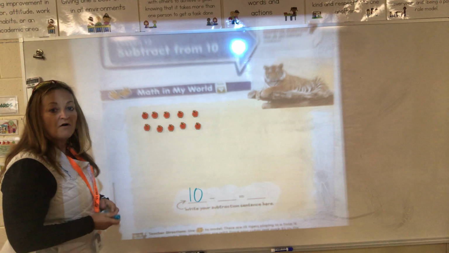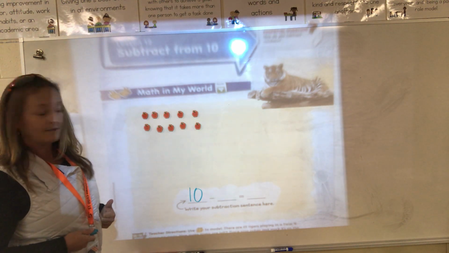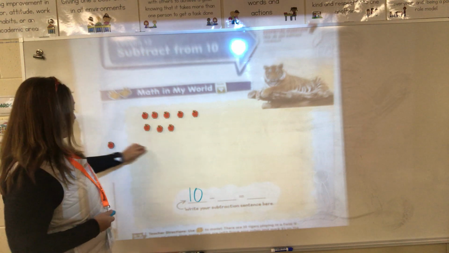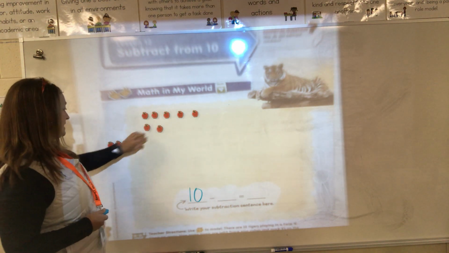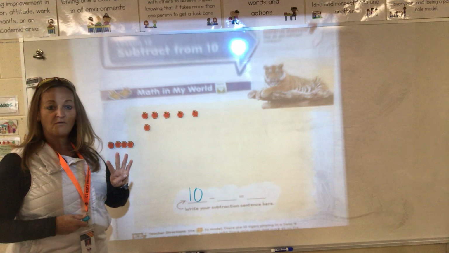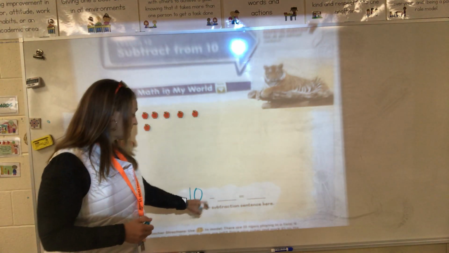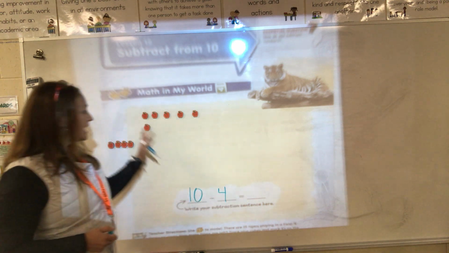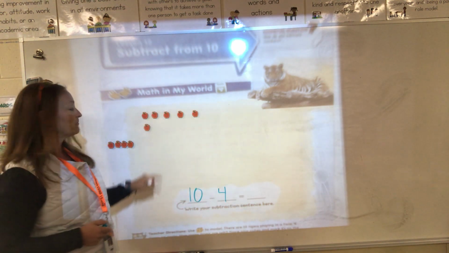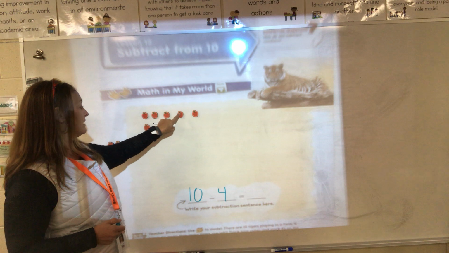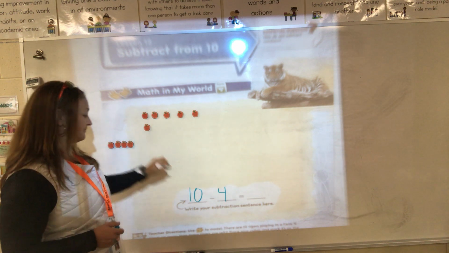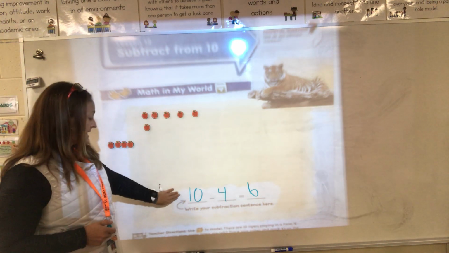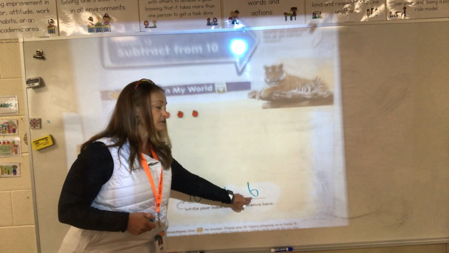Then it tells me 4 of those tigers go away. So if 1, 2, 3, 4, 4 of them go away, I'm going to write 10 minus 4 because 4 left equals how many tigers do I have left? 1, 2, 3, 4, 5, 6. I have 6 tigers left. So 10 minus 4 equals 6.